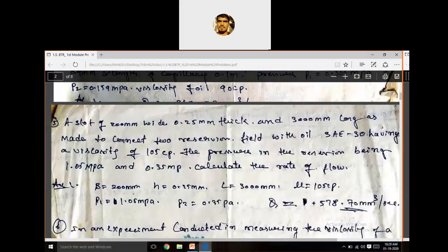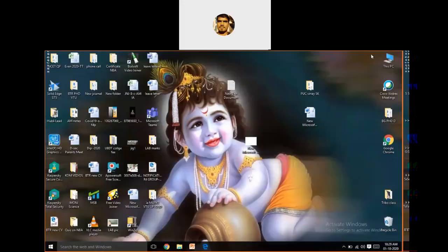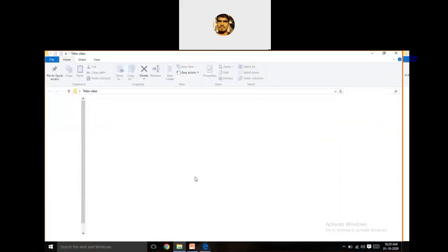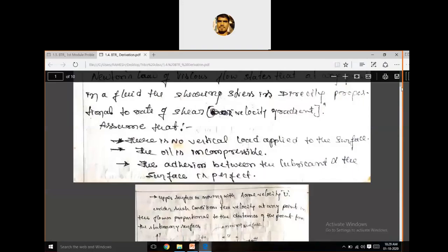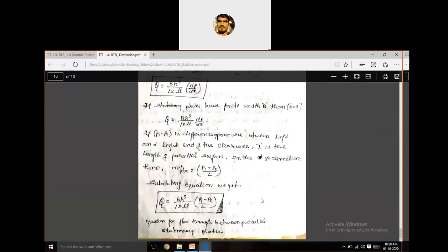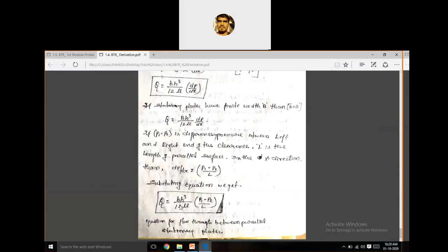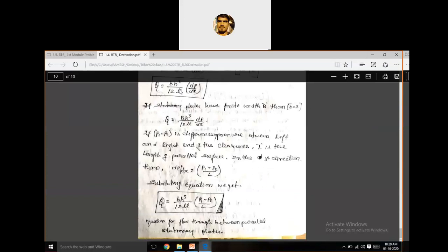See, for the parallel plates, we derived in the last class, this is the equation for parallel plate. Q is equal to B H cubed by 12 mu into P1 minus P2 by L, or dP by dx. Okay, and you have to use the same equation.